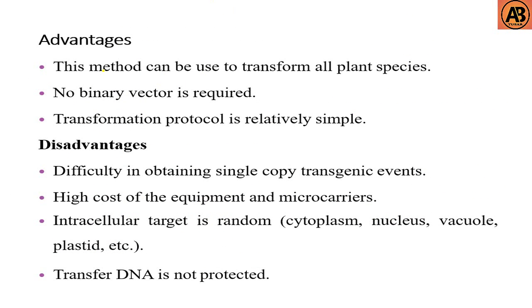Then what are the advantages of the gene gun method? Advantages: this method can be used to transform all plant species. No binary vector is required. The transformation protocol is relatively simple. Then what are the disadvantages of the gene gun or ballistic method? Difficulty in obtaining single copy transgenic events, high cost of equipment and microcarriers. Intracellular target is random: cytoplasm, nucleus, vacuole, plastid, etc. Transferred DNA is not protected.